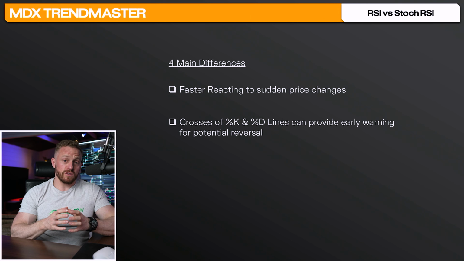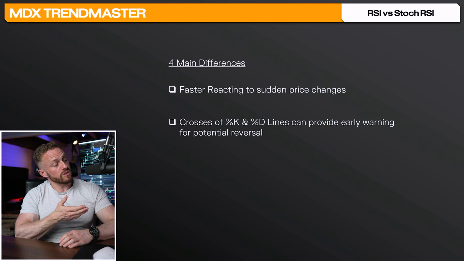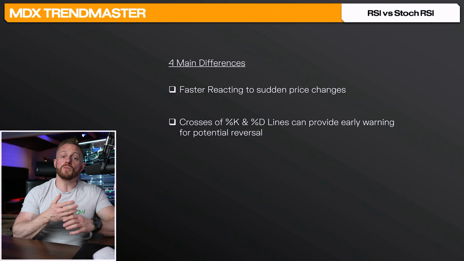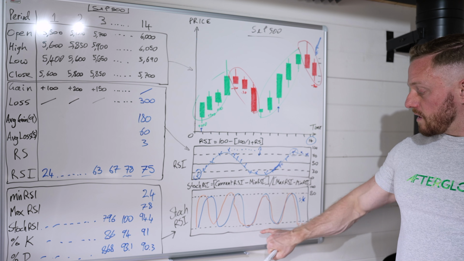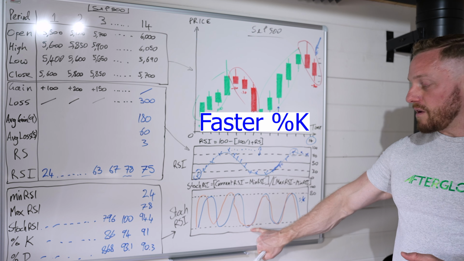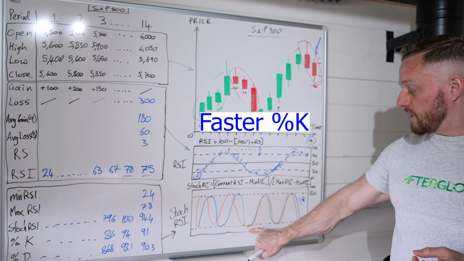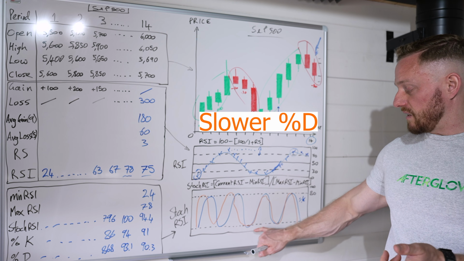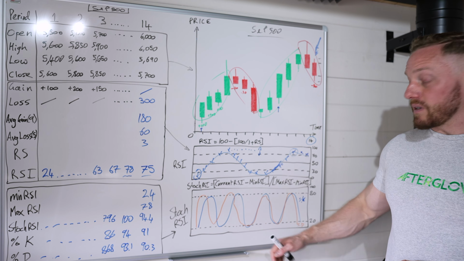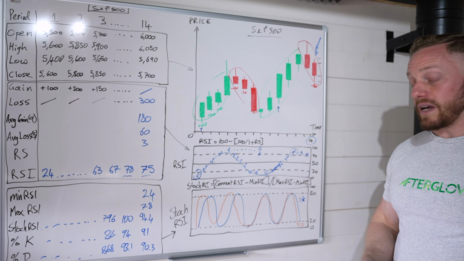The second advantage with stochastic RSI is that with those percentage K and percentage D moving average lines, this can provide us with an early warning there might be a reversal in price coming soon. Because the slower percentage K blue line will cross from underneath the slower percentage D line, and at that point, that's when the reversal is starting to happen.